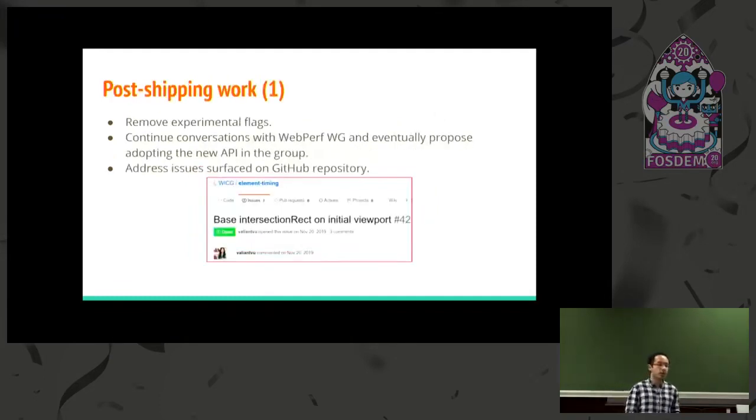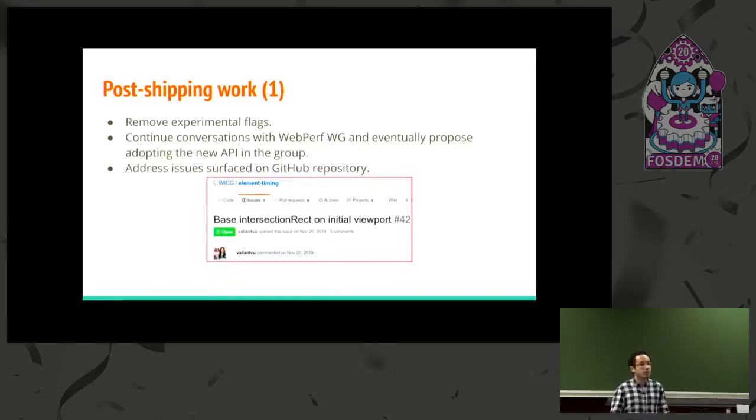Even after shipping, the work is not done. There are several things that we need to continue doing. For example, the most obvious one is basically remove all the experimental flags, because once they are enabled by default, well, maybe after a while to make sure, like, oh no, you need to unship this. Oh, I removed all the flags. If you still have the flag, it's very easy to unship a feature, but once you're sure you're not going to unship, then we remove the experimental flags.